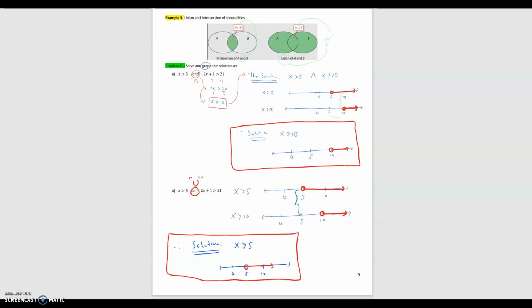Remember that, well, technically we're looking at ANDs, which is the intersection, ORs, which is the union. That's it for this one. So intersections, you're looking for solutions of the values that they have in common. Unions, you're looking for putting both solutions as 1. That's it for problem 1A and B.